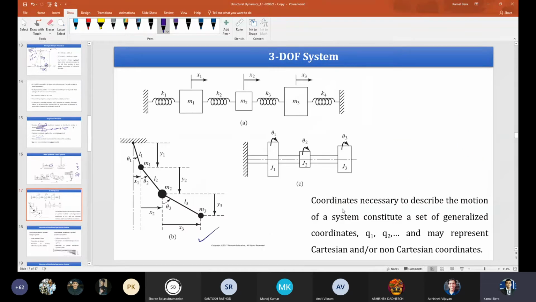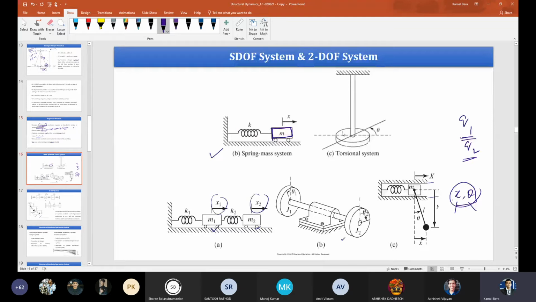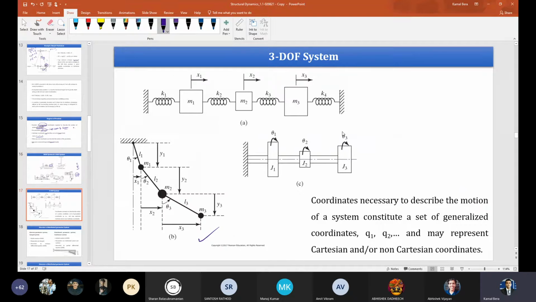So it is a triple pendulum system. It's a 3 degree of freedom system. So these all fall under the category of multi-degree of freedom systems, except these and these. These are single degree of freedom systems, and these all are multi-degree of freedom systems, because the degrees of freedom is more than 1. Understood.